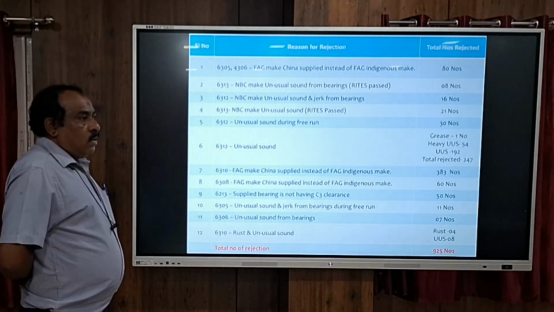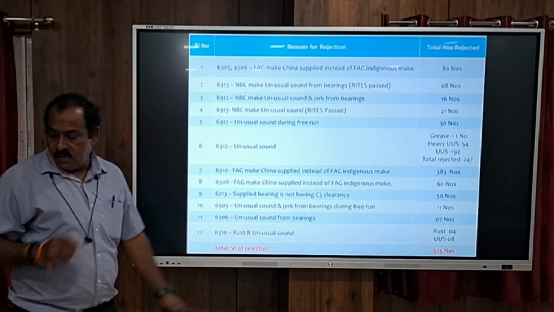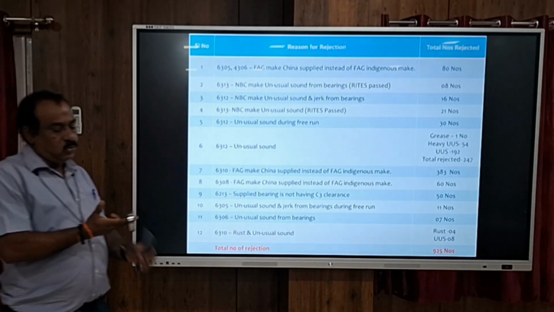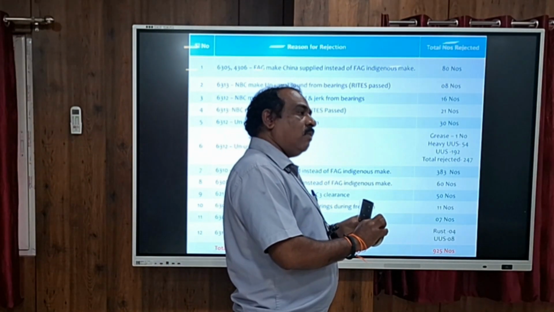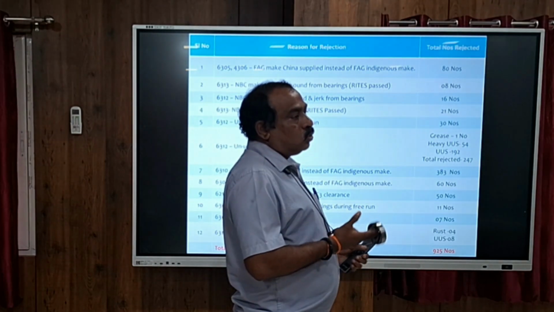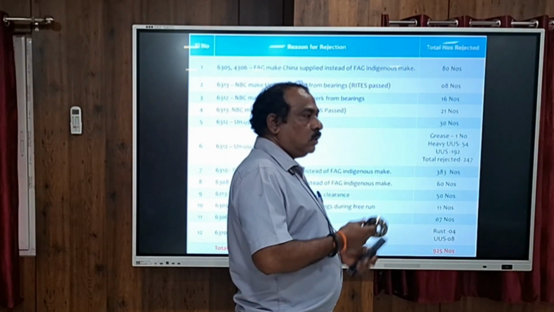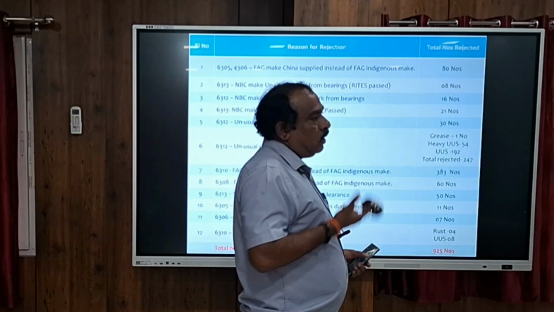But after that, during joint inspection, they agreed, yes. What actually happens is this: when you run it freely, this dimension will be okay, sir. But in the cage fitting, a problem will be there. So whenever you rotate, our overhauling fellows will rotate very fast now. At that time that cage sound will come.